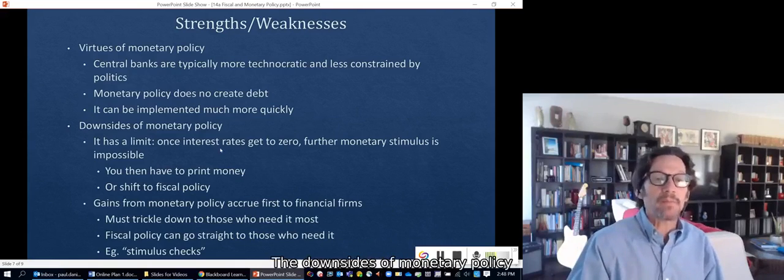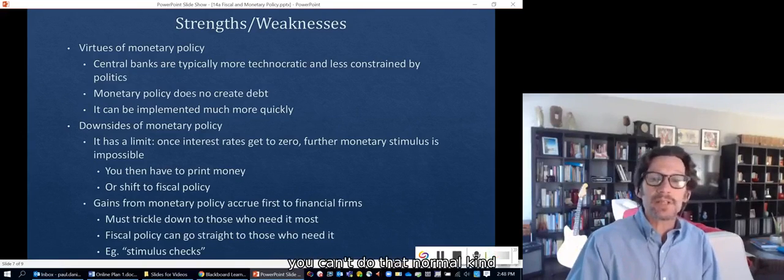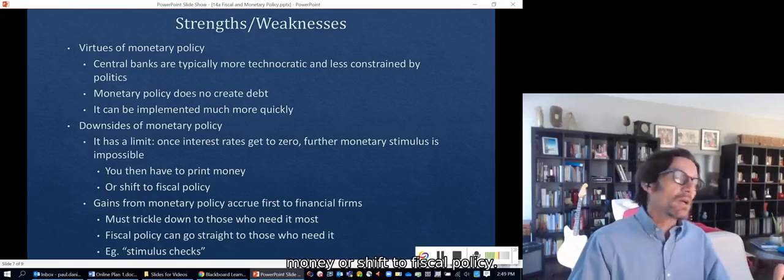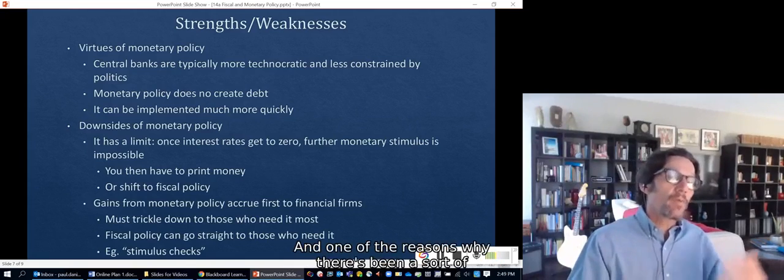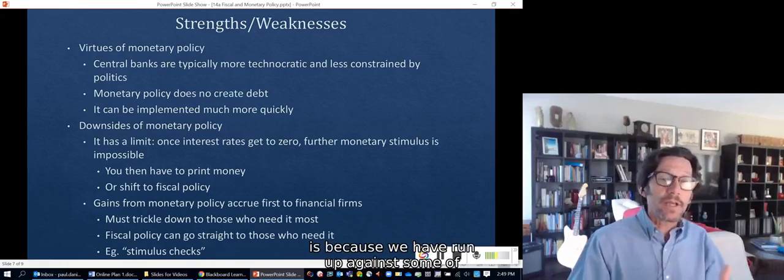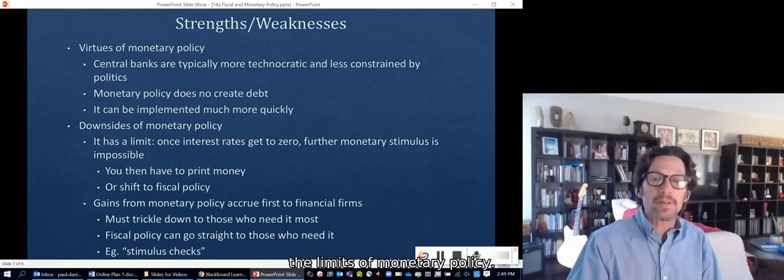The downsides of monetary policy are that it does have a limit, which I referred to. Once you've pushed interest rates down to zero, you can't do that normal kind of monetary stimulus anymore, and then you have to either print money or shift to fiscal policy. And one of the reasons why there's been a sort of rebirth of fiscal policy in recent years is because we have run up against some of the limits of monetary policy.